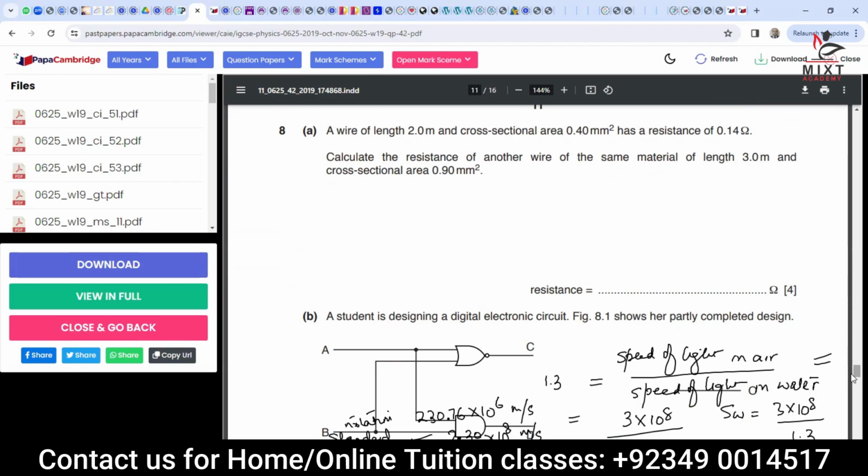Read the question and tell me, will you be able to do this? Calculate the resistance of a wire of length 2 meters and cross-sectional area 0.40 millimeters squared, which has a resistance of 0.14 ohms. Calculate the resistance of another wire of the same material of length 3.0 meters and cross-sectional area 0.90 millimeters squared. How to do this? Which formula will you use here?